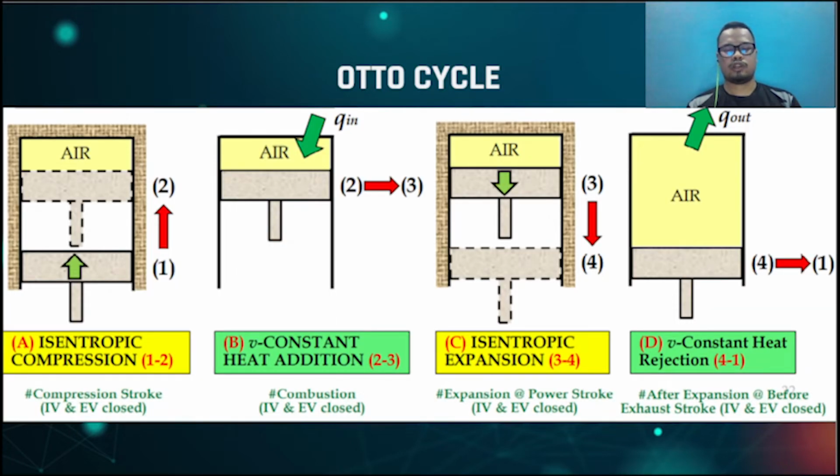So in the Otto cycle, we have four processes, which are isentropic compression, constant volume heat addition, isentropic expansion, and constant volume heat rejection.